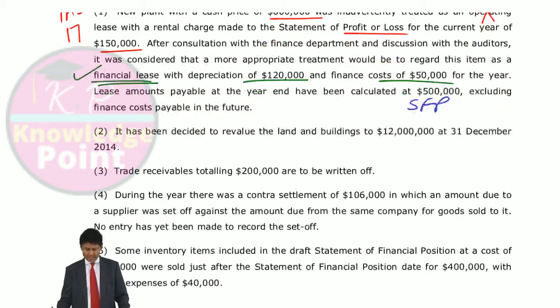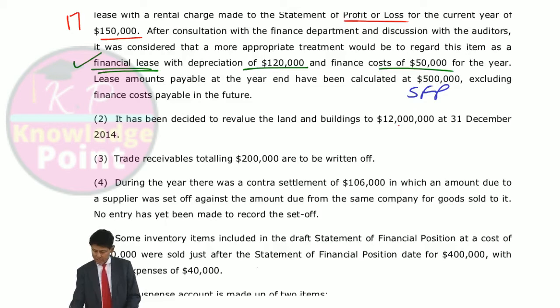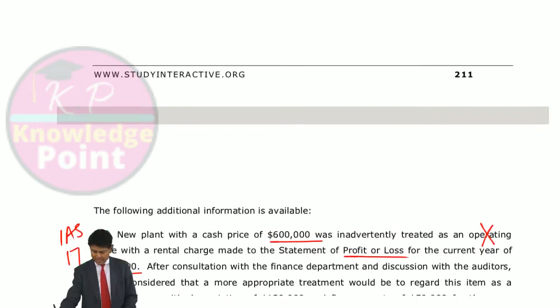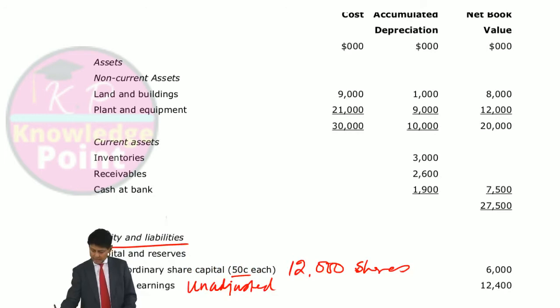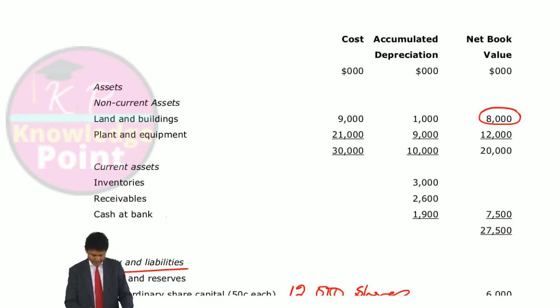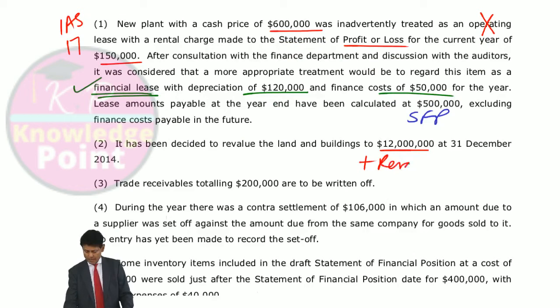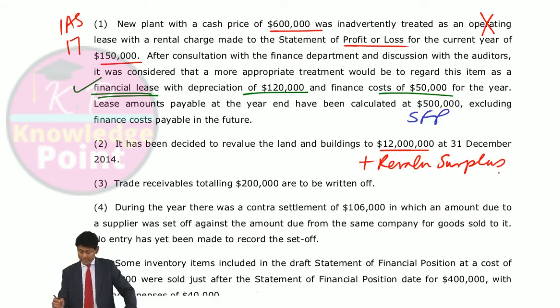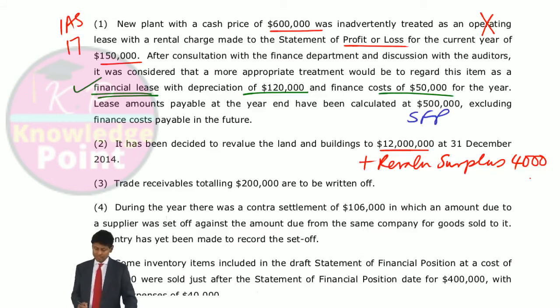Let's move on to the second one. It has been decided to revalue the land and buildings to 12 million at the end of the year. What was it, going back to the first page? You can see the land and buildings are standing at 8, and apparently we've got to make that 8 into 12. So the revaluation surplus, mentioned that earlier today, is plus 4, another 4,000. Okay, and so you just deal with that. So let's tick that off in anticipation of doing it. So where's my answer?